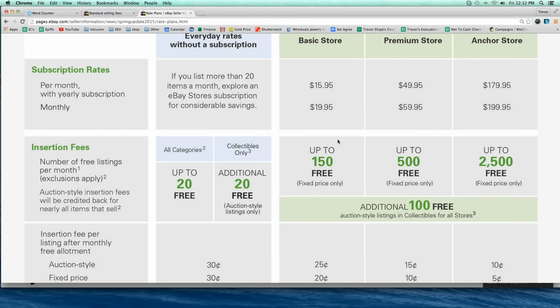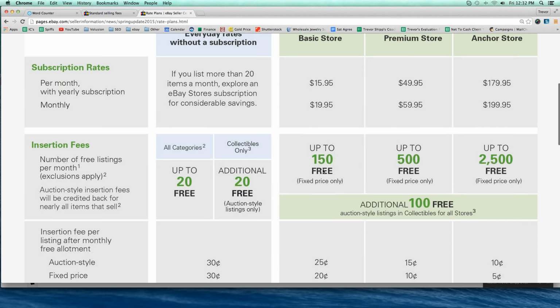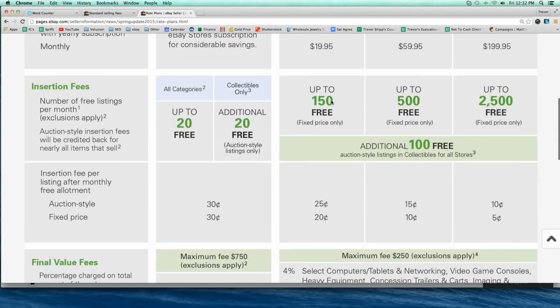If you list upwards of close to 86 or more listings per month, that's kind of like your break-even point. If you're up in that region, 86 listings a month, it's going to make sense for you to get a store. And most of you guys will be. 86 listings is not a lot of listings in a month. It might sound that way, but it's not. And so that's about the time you want to get a store, because that extra insertion fee cost is going to break even at about that point, okay? So anyway, you've got up to 150 free if you've got a store, which is a huge bonus.